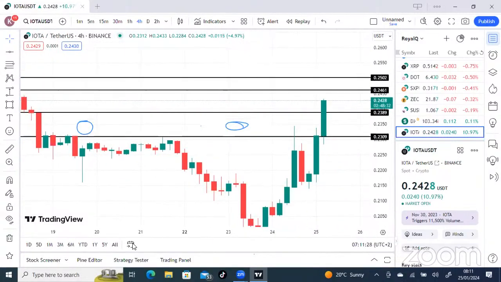What type of candle is this? What type of chart pattern is this? Some answers in the chat. What type of chart pattern is this? Some answers in the chat.